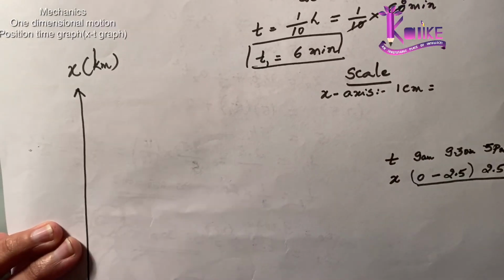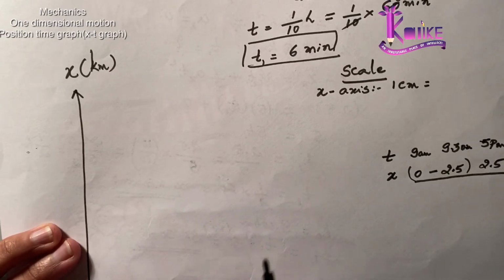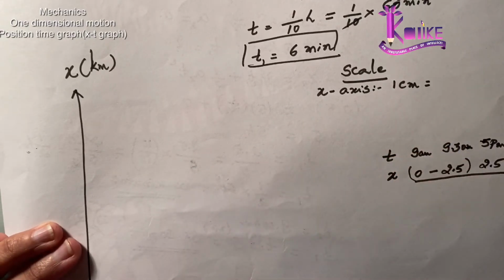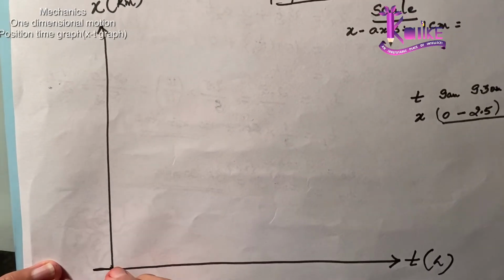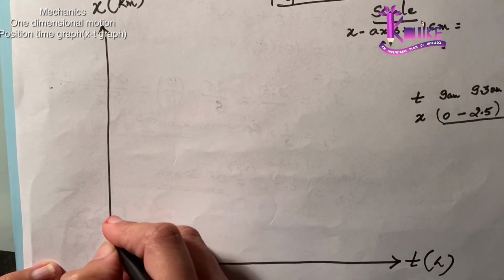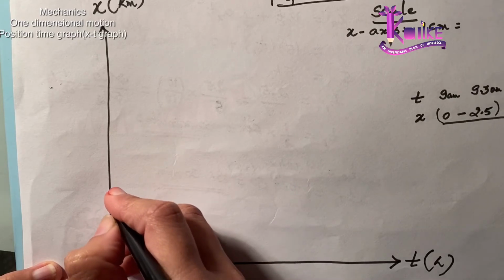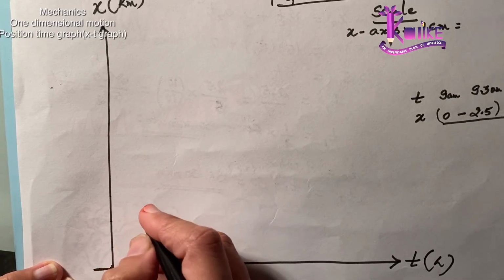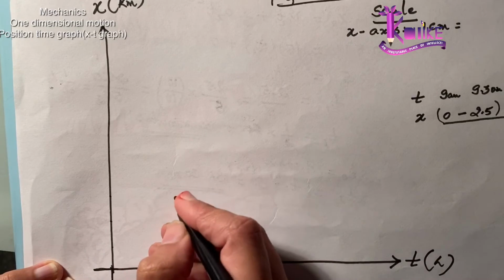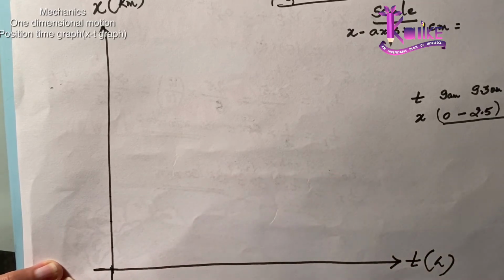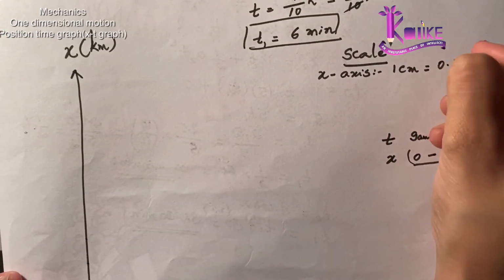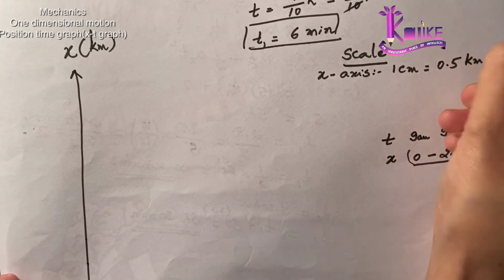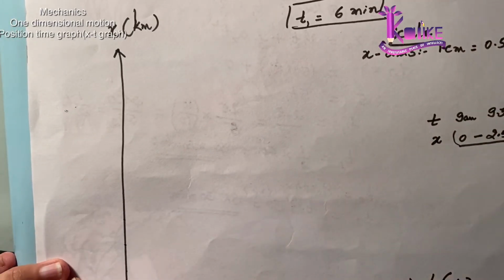Now, if I just choose 1 centimeter is equal to 1 kilometer, then my scale would look something like this. If this is 0, this becomes 1 kilometer, then 2 kilometers, then 3 kilometers. Then you see that the graph becomes really very small. So, I need an enlarged one. For that I choose the scale as 1 centimeter is equal to, let us say, 0.5 kilometers, so that we have a larger and bigger graph.